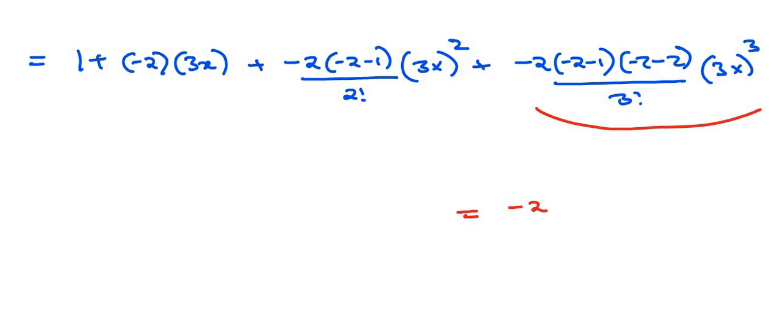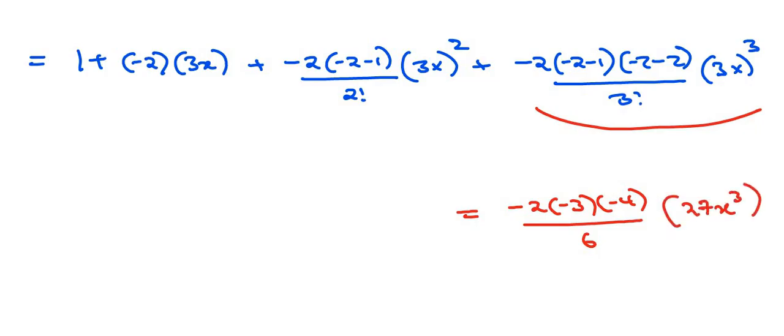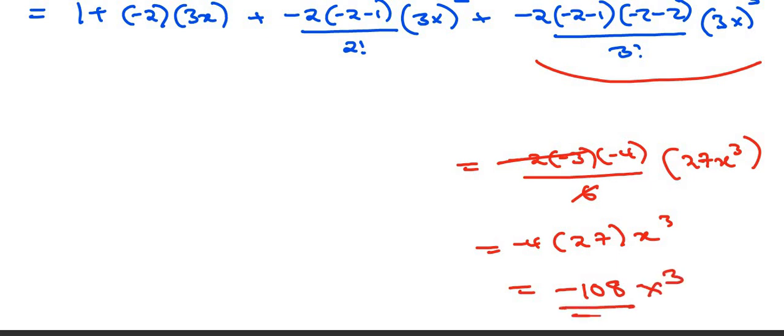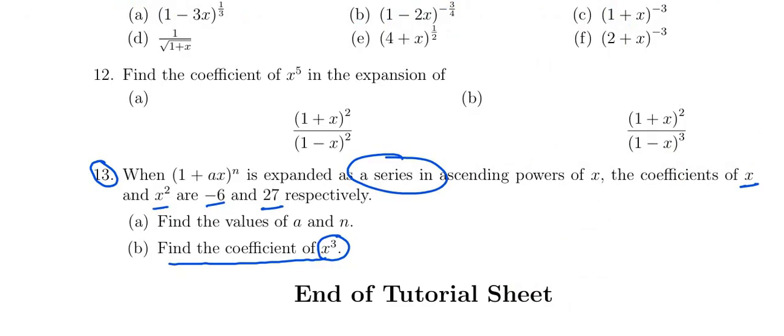So we'll just have -2, -3, and -4. 3 factorial is simply a 6. Then this is going to be 27, x to the power 3. Then from here, we can try to simplify this. This is going to give us what? This is a 6, that's a 6. We have -4 times 27, x to the power 3. Then if you multiply your 27 by your -4, this gives us 108 with a negative. So the coefficient of x to the power 3 is -108. That's how we solve the last question on tutorial sheet 7.